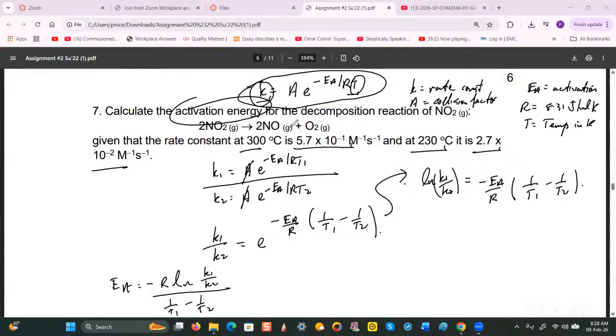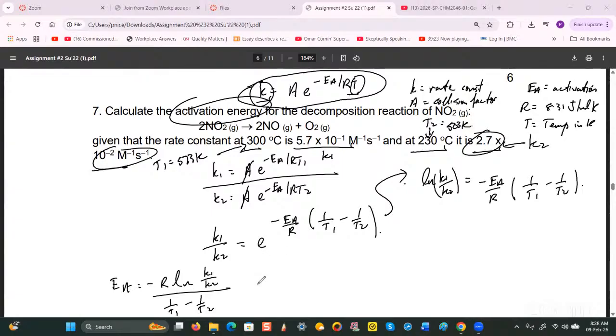So basically what I'm saying here is that this here would be T1, which is 300 degrees Celsius, which we have to convert to Kelvin. So we add 273 to this to give 573 Kelvin. This would be K1. This would be T2, which is 230 plus 273, which works out to 503 Kelvin. And this here would be K2, right?